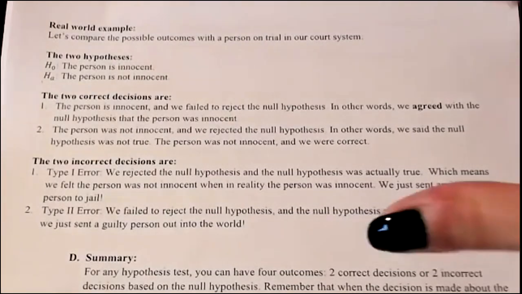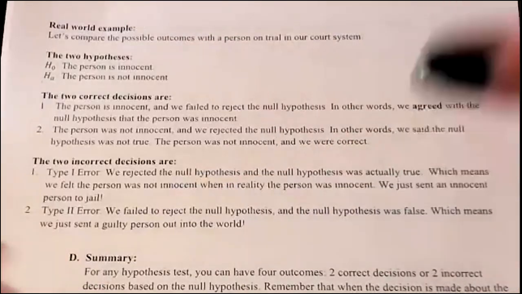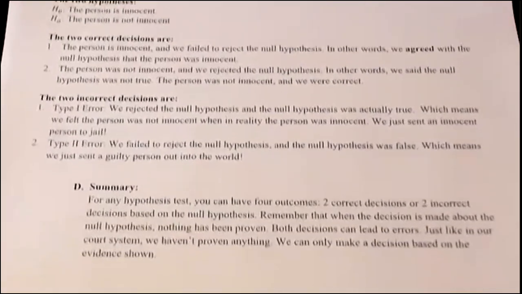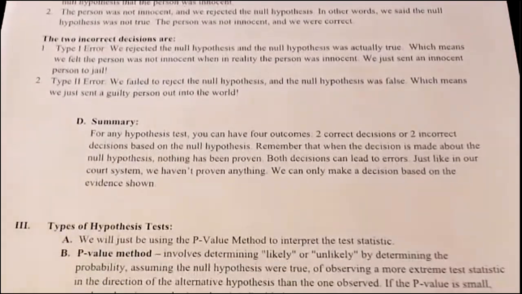Good. Always feel like you can come back to this section just to read through it again and make that connection with the real world so that it's easier to understand the decisions that we're making and the types of errors that could come from those decisions. So here's the summary. For any hypothesis test, you can have 4 outcomes. You can either have 2 correct decisions or 2 incorrect decisions based on the null hypothesis.